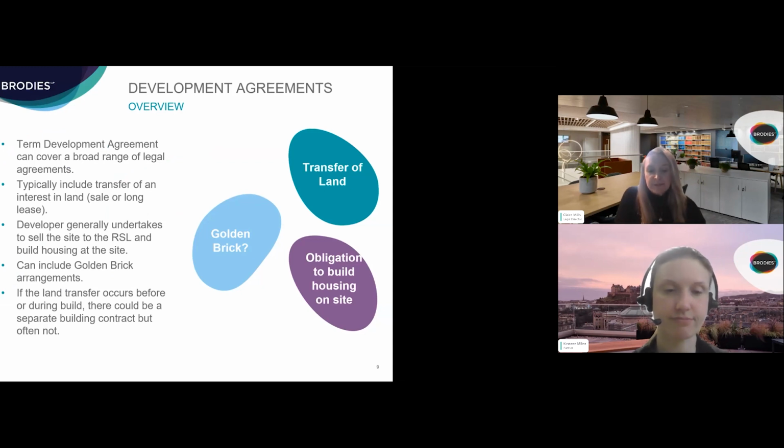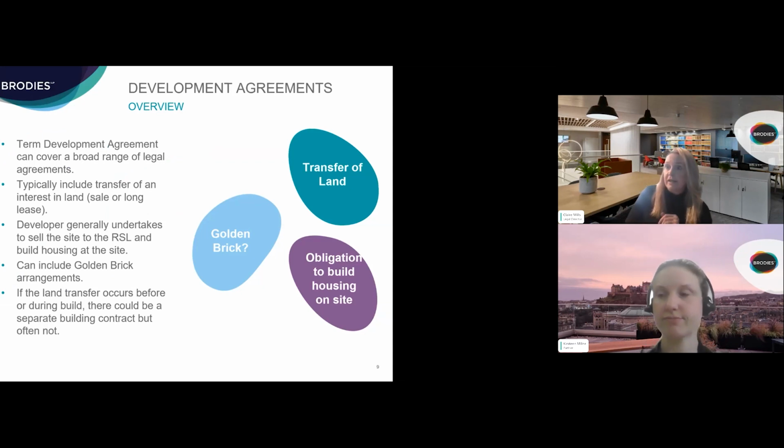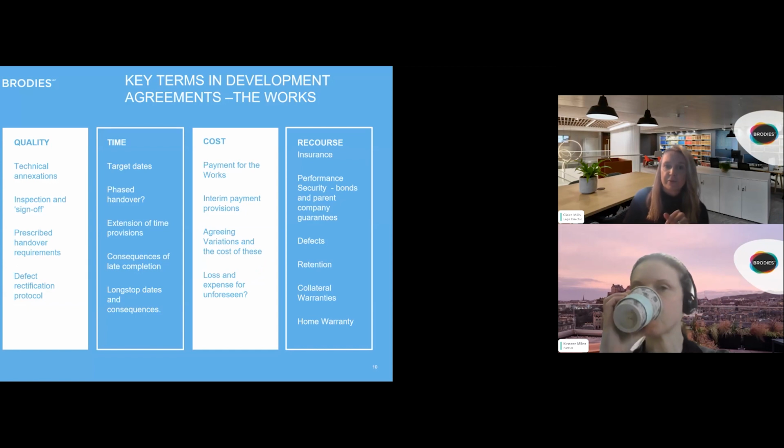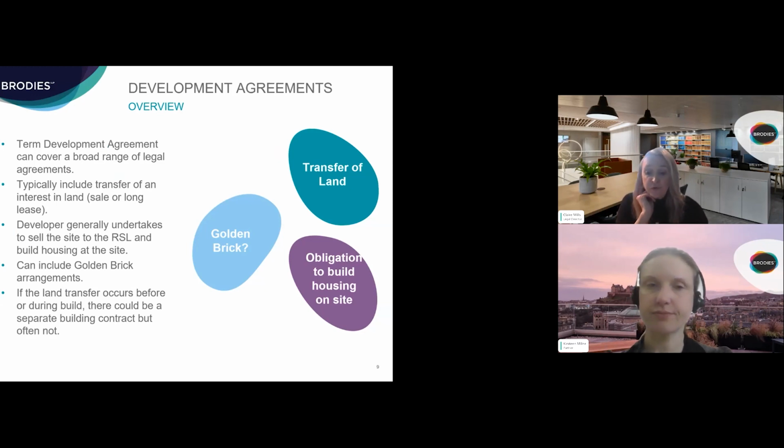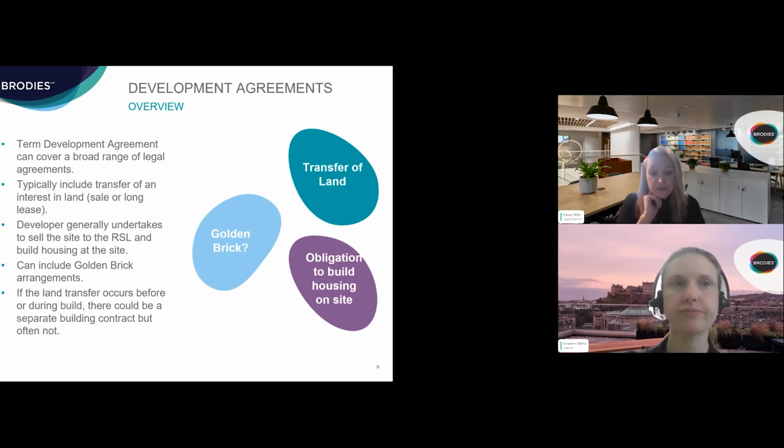In this part of the session, I'm going to look at development agreements. Can you just move on to the next slide, please? Oh, yeah, okay. Oh, no, sorry, the one before. Sorry, that's my fault. I'm going to look at development agreements as a way for RSLs to contract for works and some pitfalls to avoid by highlighting some typical provisions that parties should consider.